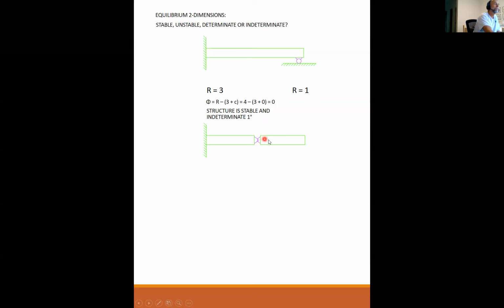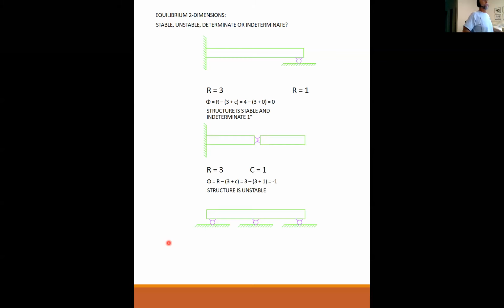If that's a pin, this won't even hold itself up. By going through the equation, you have 3 reactions, you have a special condition. So 3 minus 4 is -1. -1 is less than 0. This is unstable. Clearly, this chunk out here would just flop over. Okay, what about this one?